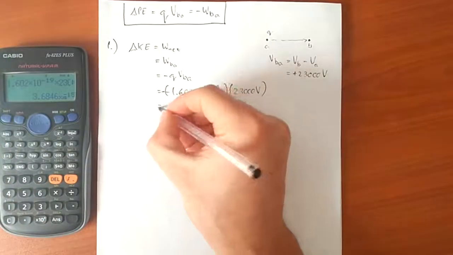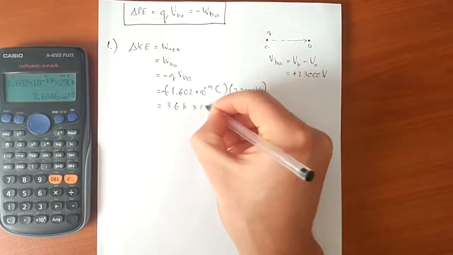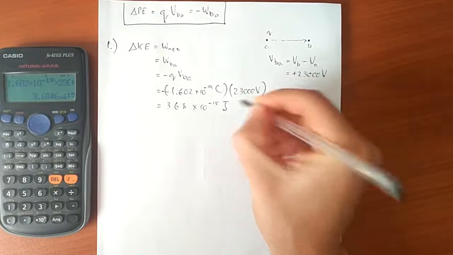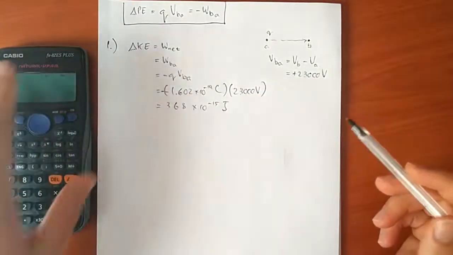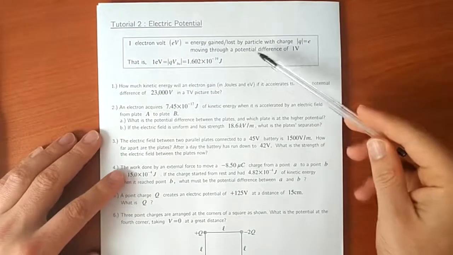Okay, so this is equal to 3.68 times 10 to the minus 15 joules. Now the question also asks to provide this answer in electron volts. Now, what are electron volts? That is just explained at the top of the tutorial. It's just a different unit of energy.